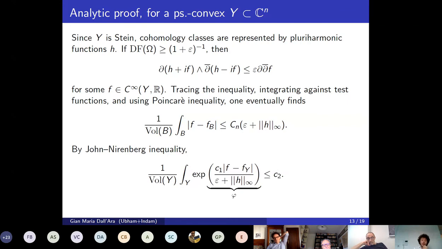And then one can invoke the John-Nirenberg inequality to conclude that our function f, which remember is just defined as some smooth function satisfying this inequality between quadratic forms, this differential form inequality, satisfies this exponential integrability condition. So forget about the constant. This is just telling us that the integral of the exponential of f is finite. So this is a very strong integrability condition.